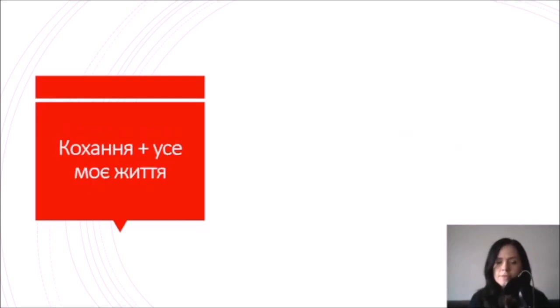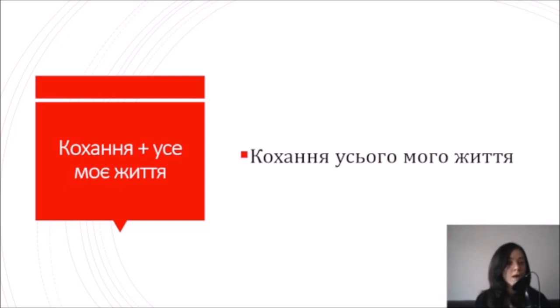Кохання. Усе моє життя. Кохання means love and усе моє життя means all my life or my whole life. Okay? So to say the love of my whole life in Ukrainian, we will say: кохання усього мого життя. Next.